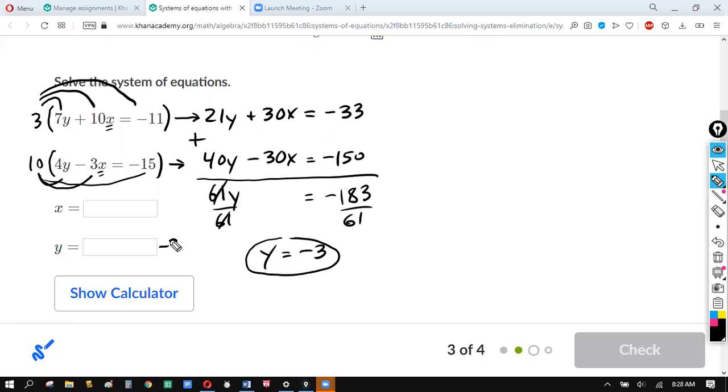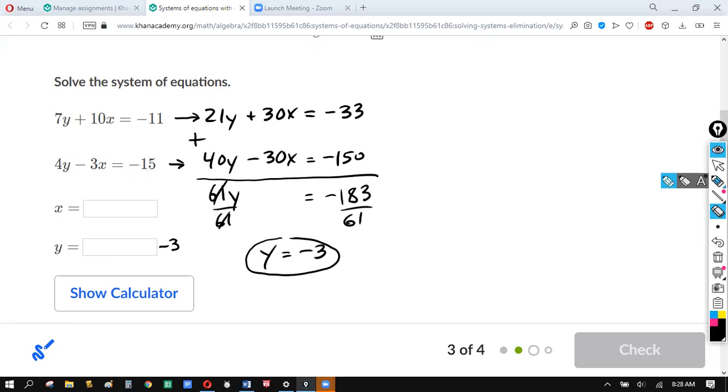Okay, so the y is -3. That goes in the box. And for the x's, you can use either equation. All right. So I'm going to use this equation here because I like the fact that there's a 10. So take your y equals -3 and plug it in right there. Let me rewrite the equation: 7y plus 10x equals -11. And I plug in y equals -3 right here.